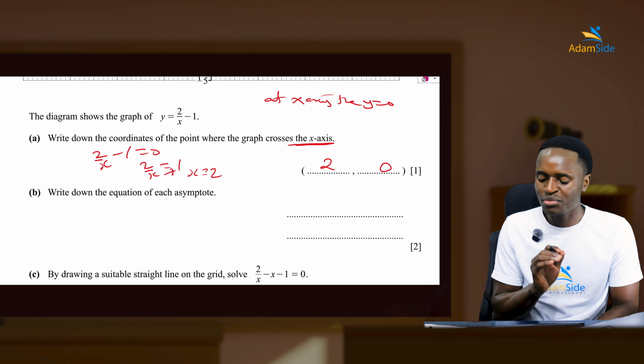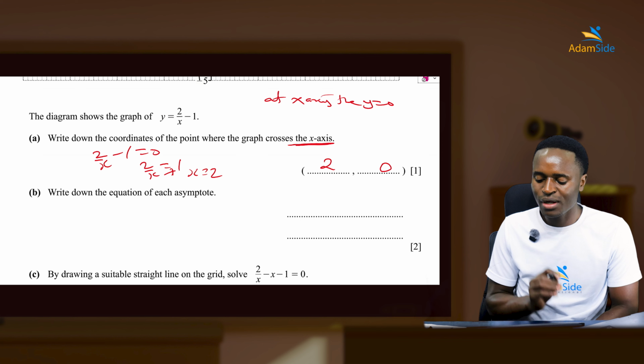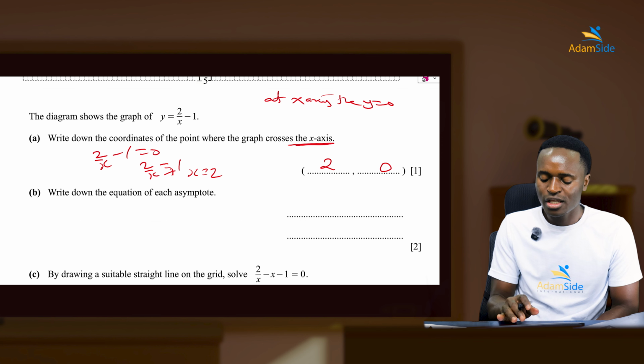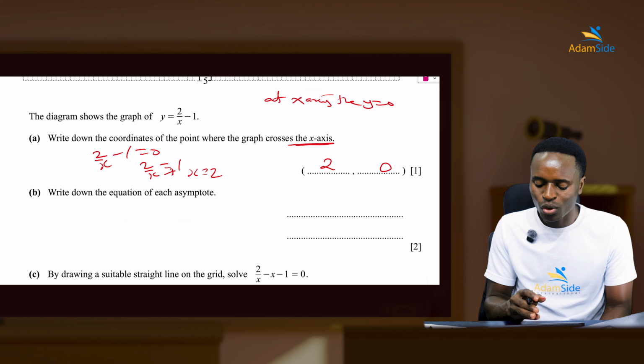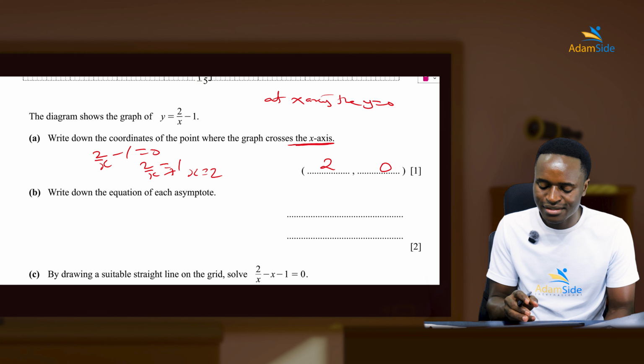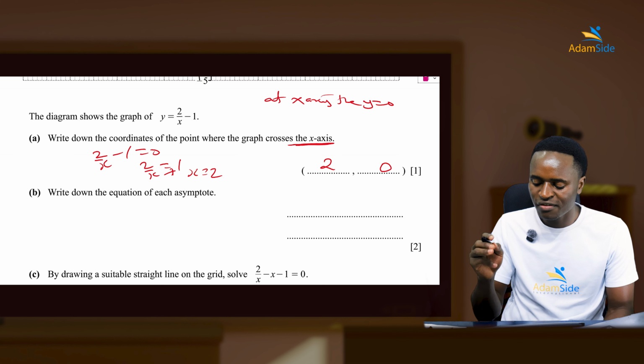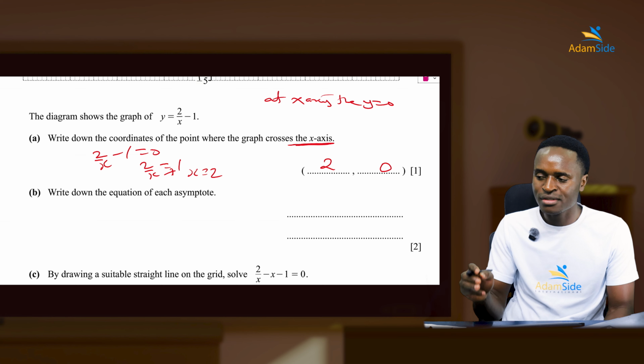So at the x-axis, meaning at the x-intercept, the value of y is 0. Therefore, you equate your equation to 0: 2 divided by x minus 1 is equal to 0. And then collect the like terms. 2 over x is equal to 1. Then you cross multiply. x times 1 is x. x is equal to 2. So the value of x is 2, the value of y is 0.